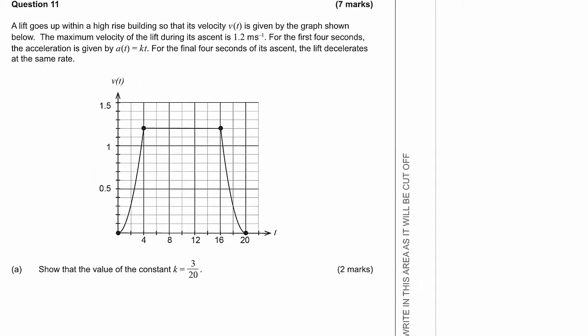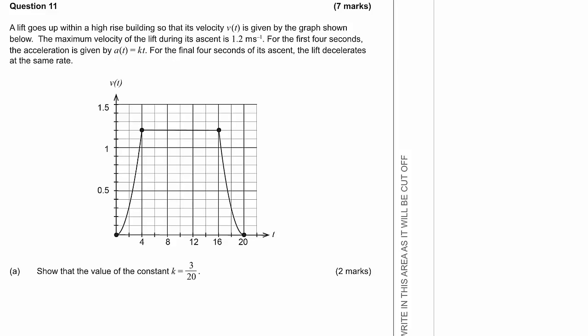So a lift goes up within a high-rise building so that its velocity is given by the graph shown below. The maximum velocity of the lift during its ascent is 1.2. We can see that on the graph here. For the first 4 seconds, the acceleration is given by a is equal to kt, and for the final 4 seconds, it decelerates at the same rate. So we want to show the value of the constant k is 3 over 20.